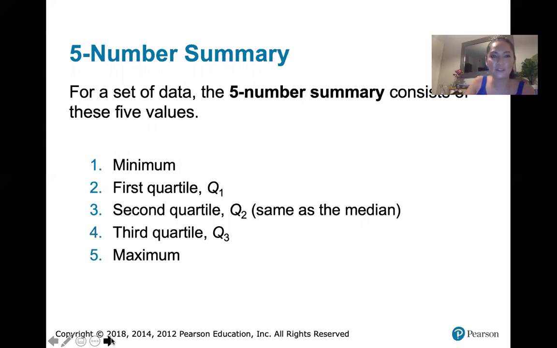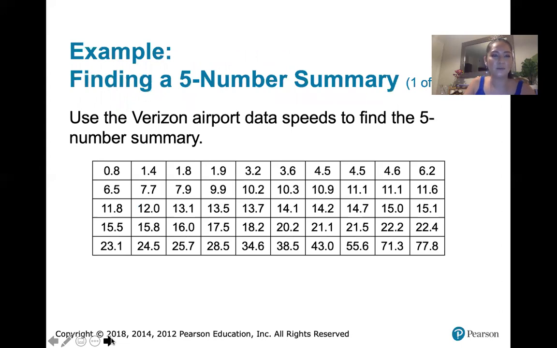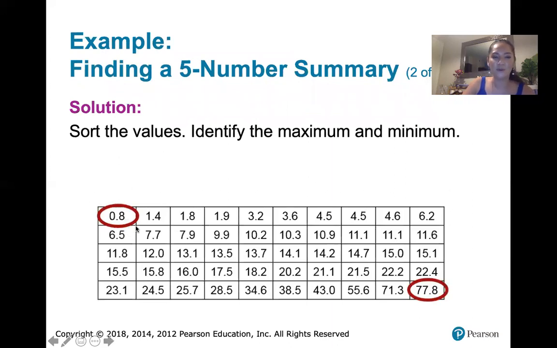So let's calculate a 5-number summary for a data set. In this example, we're asked to use the Verizon Airport data speeds to find a 5-number summary. Notice that the data has already been sorted for us, so that makes it pretty easy to find the maximum and the minimum values. If it wasn't sorted, we could just put the data in Excel, highlight all the values, and ask Excel to sort the values for us. Since this is already sorted, it's easy to find that top number and the bottom number. The minimum value is 0.8 megabits per second, and the maximum value is 77.8 megabits per second.